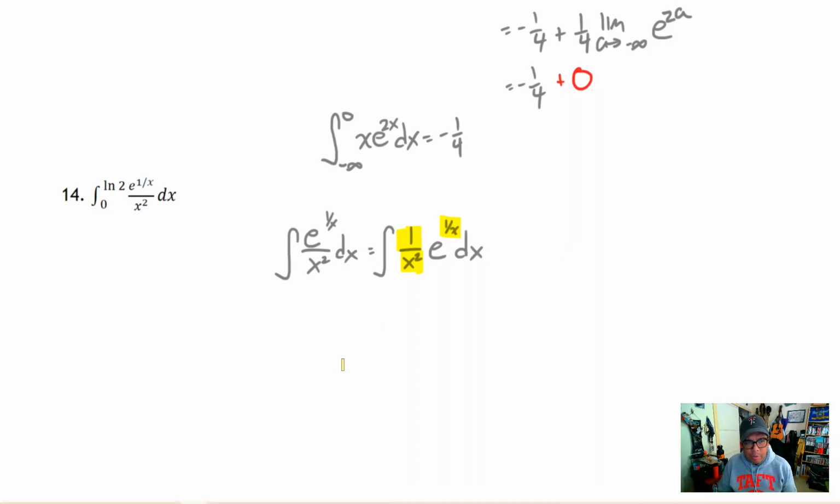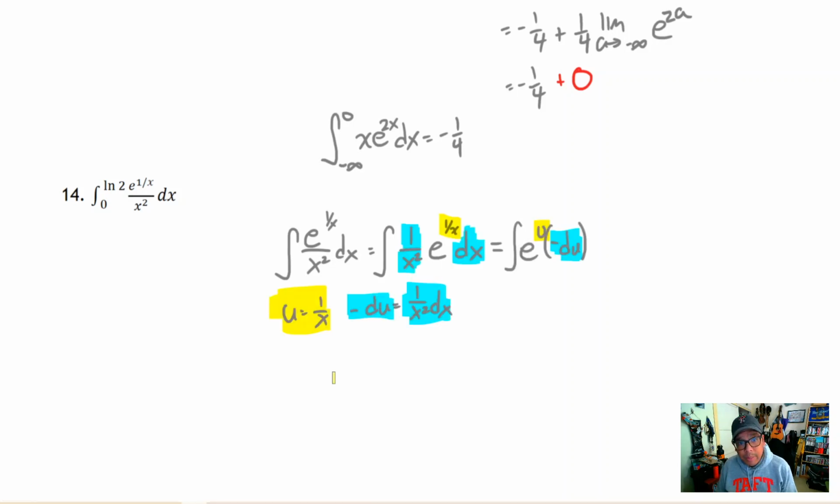So for this integral, all I really need to do is a u substitution. So if I make my u 1 over x, negative du is going to be 1 over x squared dx. Making those substitutions, we get e to the u negative du, which the antiderivative of that is just negative e to the u plus constant, or negative e to the 1 over x plus constant. There's my antiderivative.